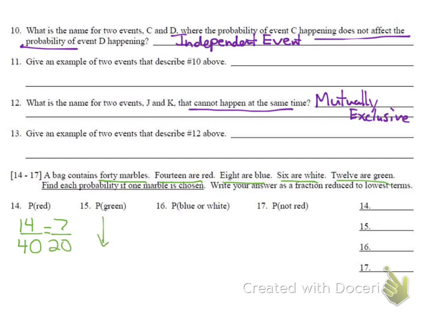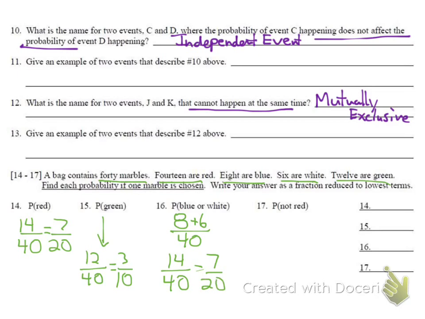Probability that they're green. I have 12 out of 40 are green, which is 6 out of 20, or it becomes 3 out of 10 once it's reduced. Now, blue or white. So I have 8 that are blue, 6 that are white, and that's going to be out of the 40. So that's 14 out of 40, which is 7 over 20.